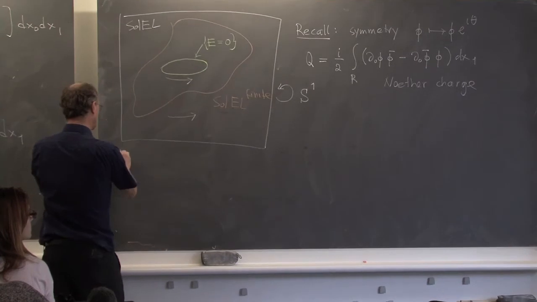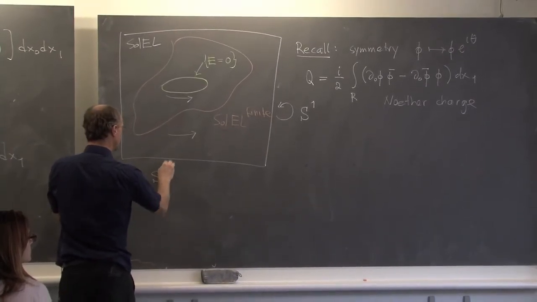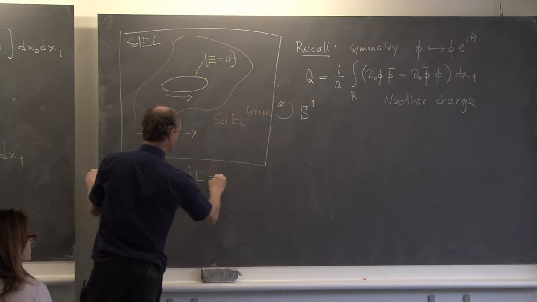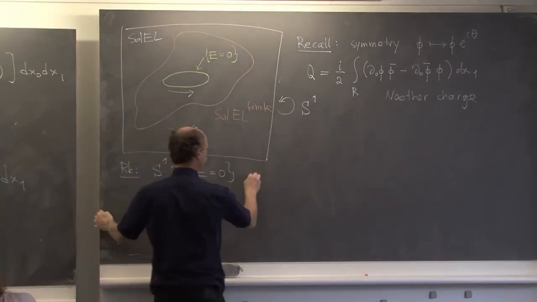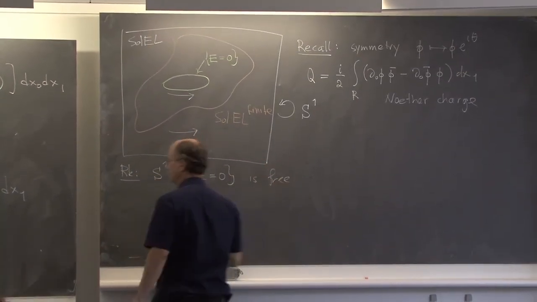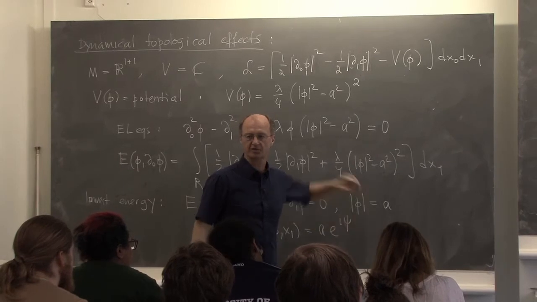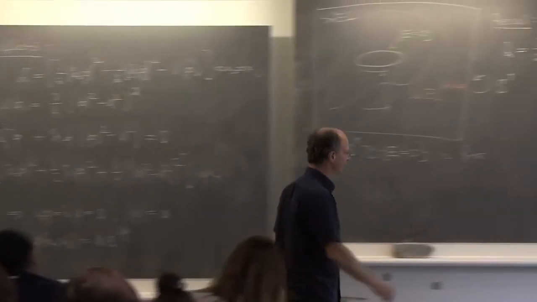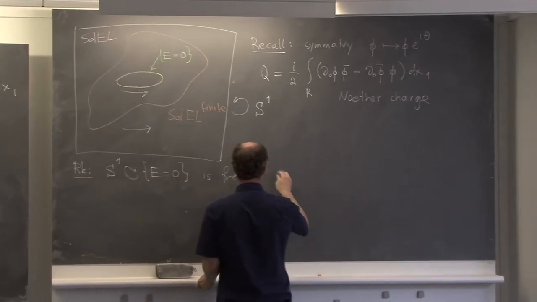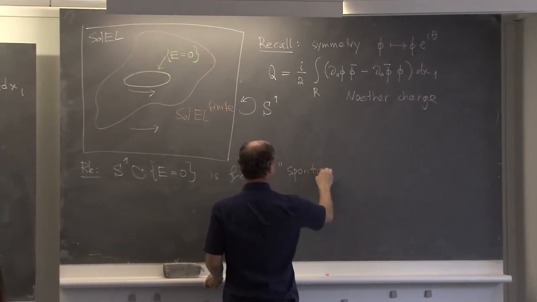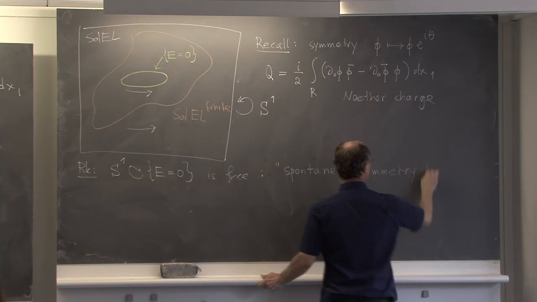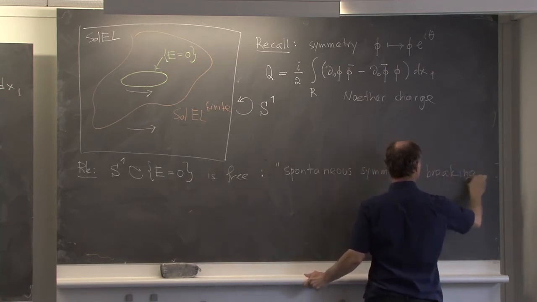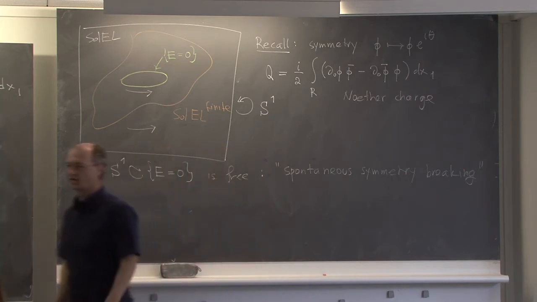So remark. The S1 action on the E equals 0 subset is free. Indeed, what happens here? You just shift psi by theta, so you rotate this circle. And in physics, this is called the spontaneous symmetry breaking.